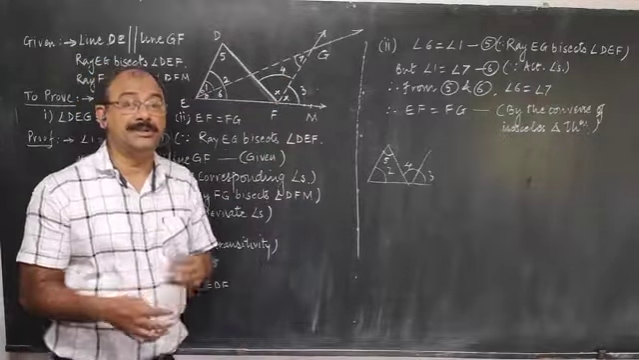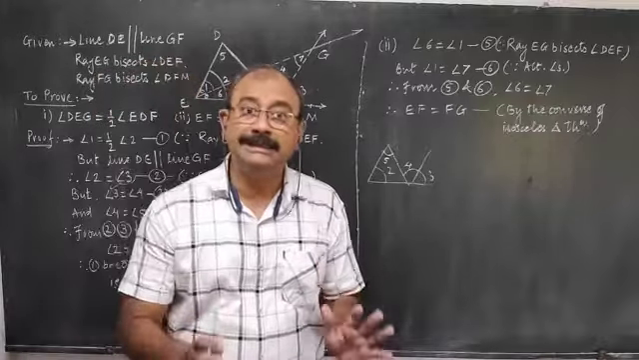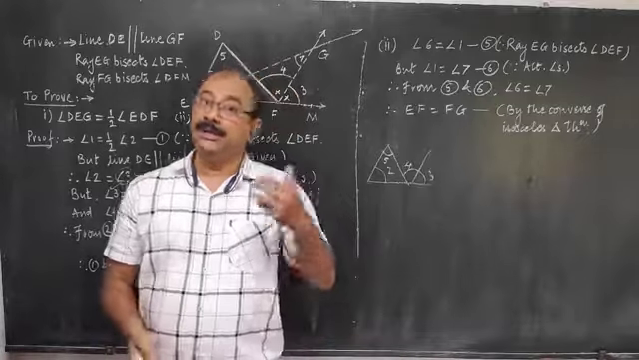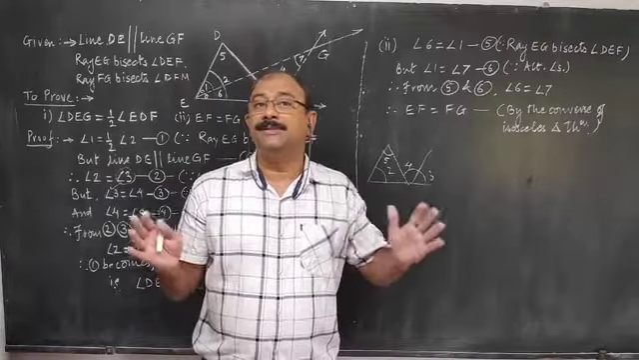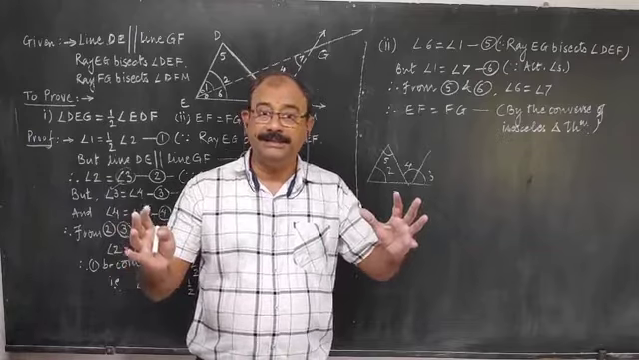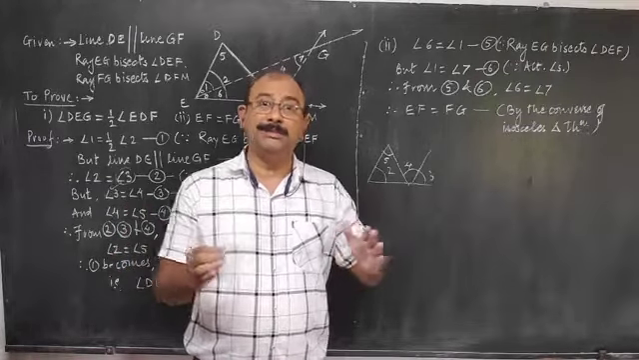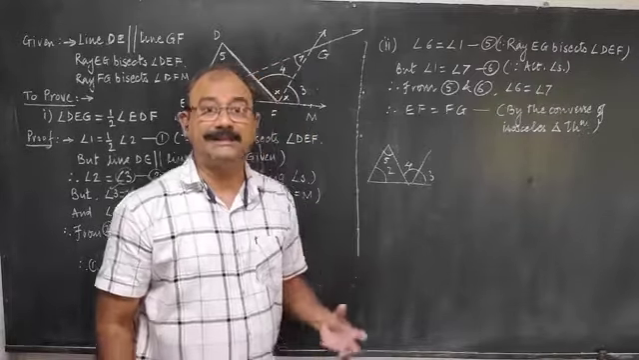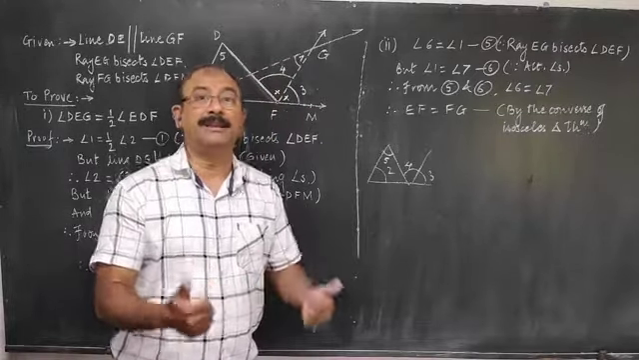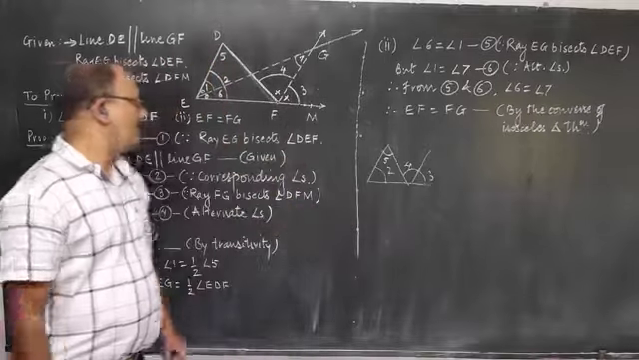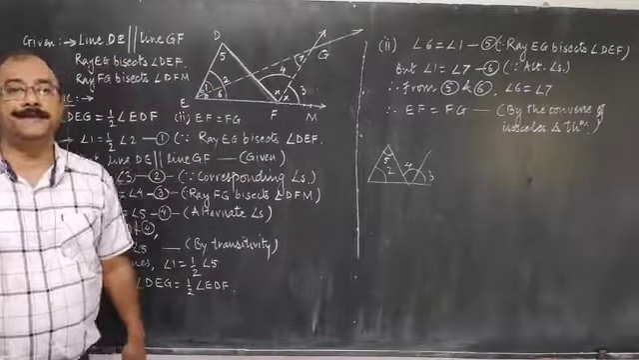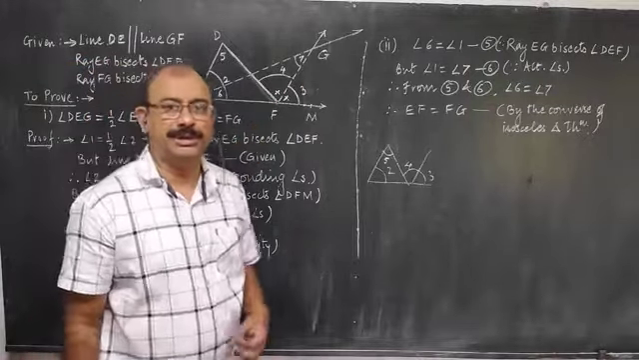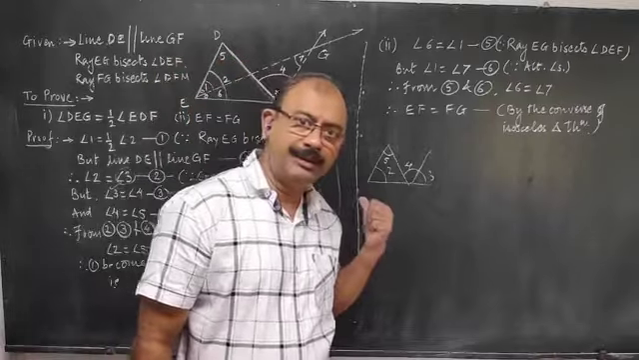This is complicated. Children don't analyze the situation because they have not been exposed to this type of situation in the lower classes, and therefore if they see a problem like this and are not able to establish the links, immediately they will stop thinking. That is not correct. These are the examples which lead you to analytical thinking. Now there is one more question. EF is equal to FG. Like that, there are some more results which can be proven using this figure.